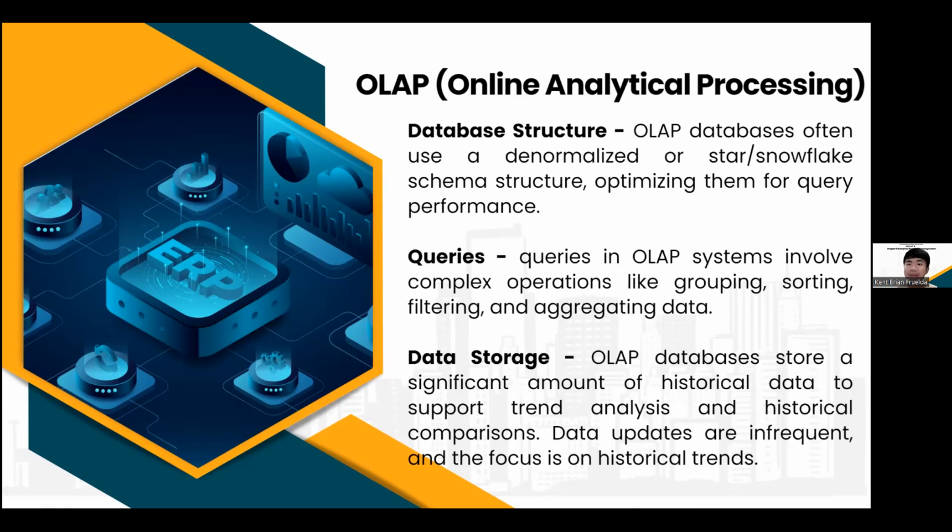Now we have the database structure. OLAP databases often use a denormalized or star snowflake schema structure, optimizing them for query performance. This might involve storing redundant data to speed up complex joins and aggregations.